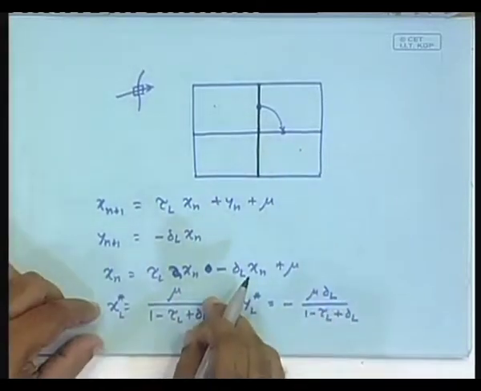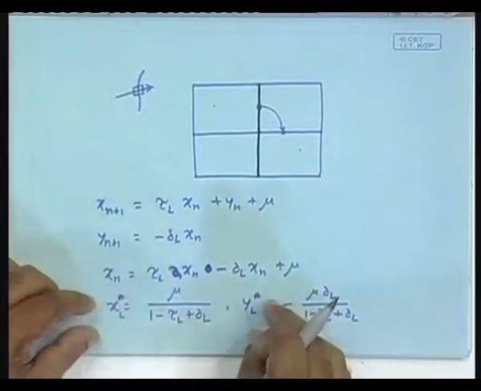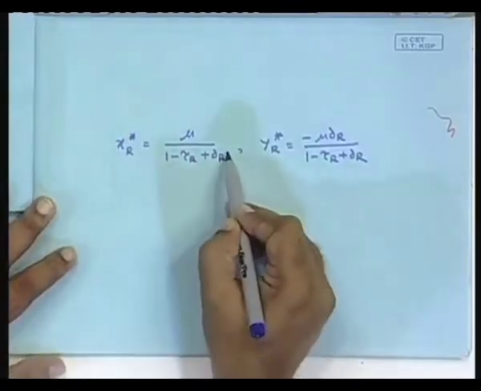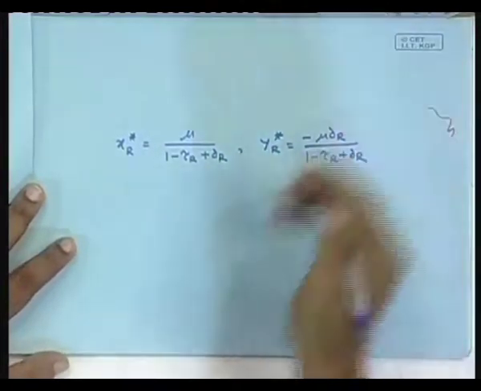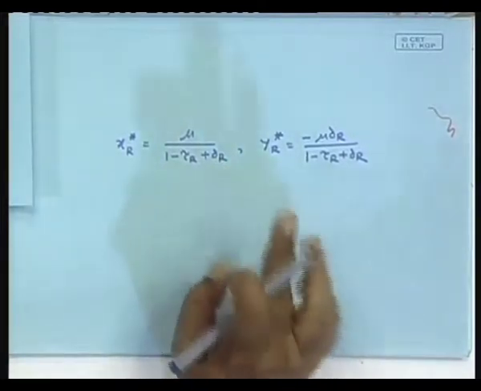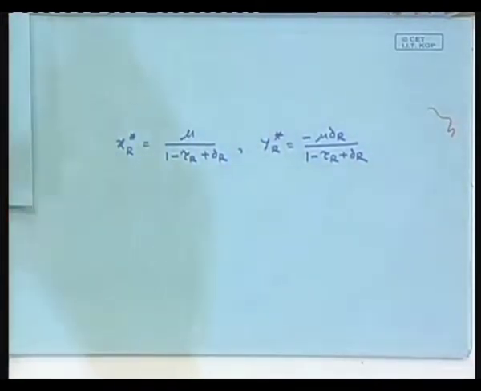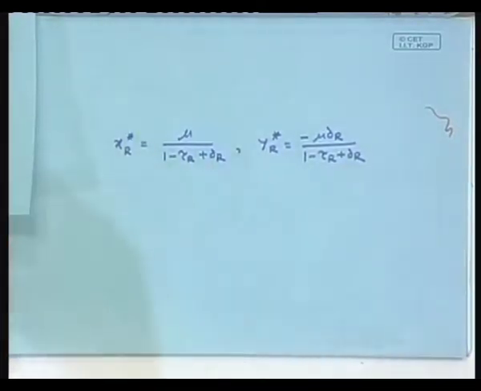So, if x L star, this magnitude, is negative, that fixed point x L star, y L star exists, and we will call it a real fixed point, else it is a virtual fixed point. Similarly, when this x r star quantity is positive, it exists, it is real. If it comes to be negative, then it is virtual. Clear? That is one important character of the map.